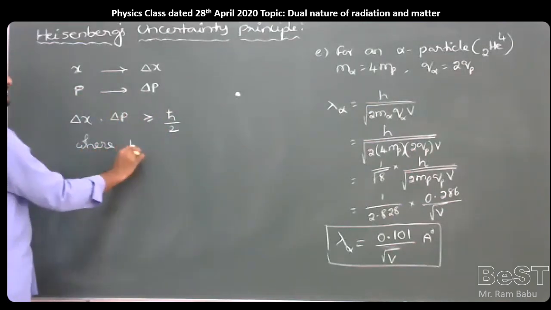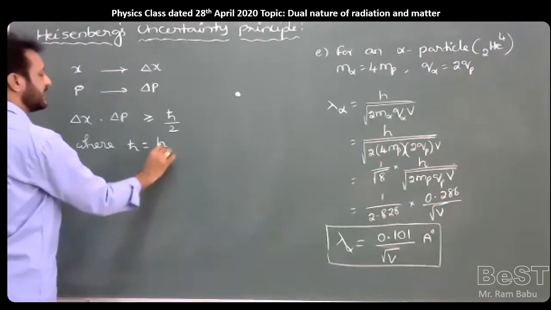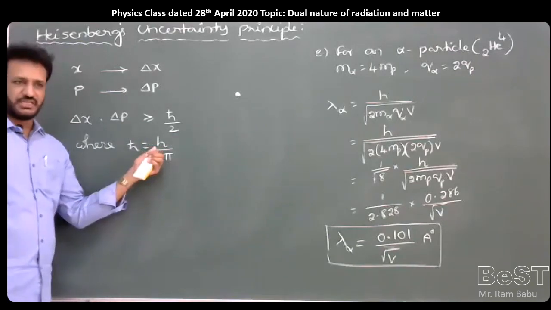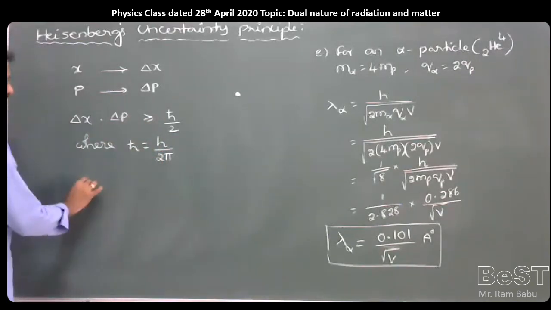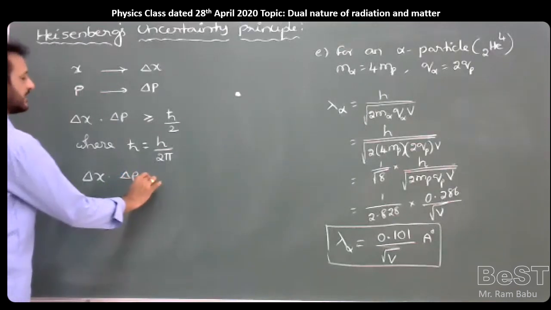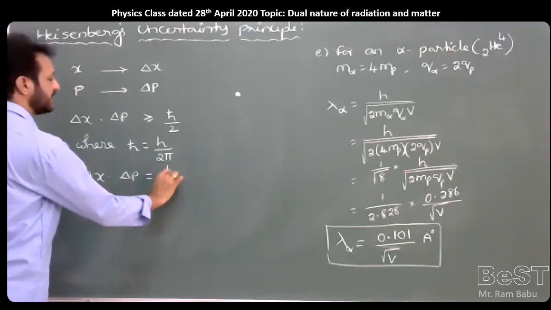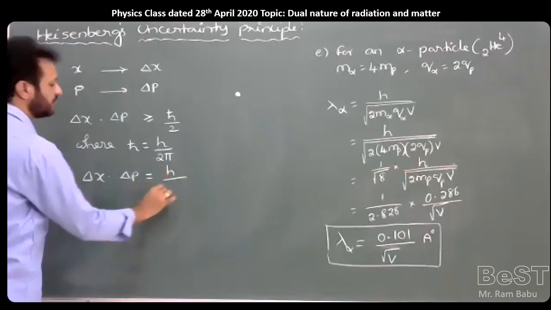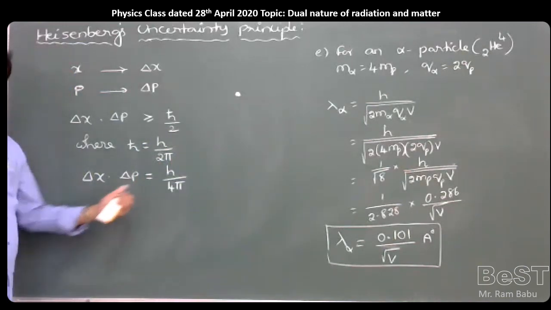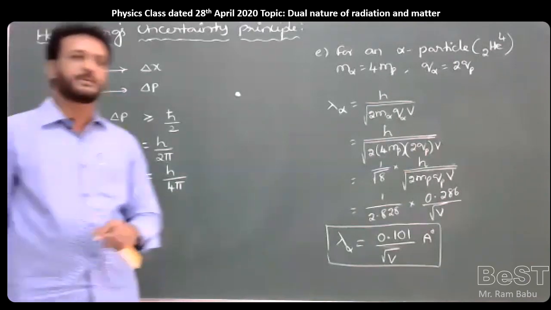where h bar is equal to h by 2 pi, and h is Planck's constant, which we already know. If you substitute in the above formula, delta x into delta p is equal to h by 2 into 2 pi, which is 4 pi. So delta x into delta p is equal to h by 4 pi.